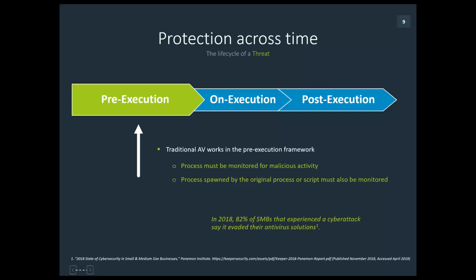They offer some sort of zero-day protection, but what's really important is to focus on the process itself. The process has to be monitored for malicious activity, and processes spawned by the original process also have to be monitored in order to determine whether there is some kind of malicious behavior or not. And as we see, for example, in 2018 only, 82% of small and medium-sized businesses that experienced a cyber attack say that it evaded their antivirus solutions. That's 82%. That's not a small number.